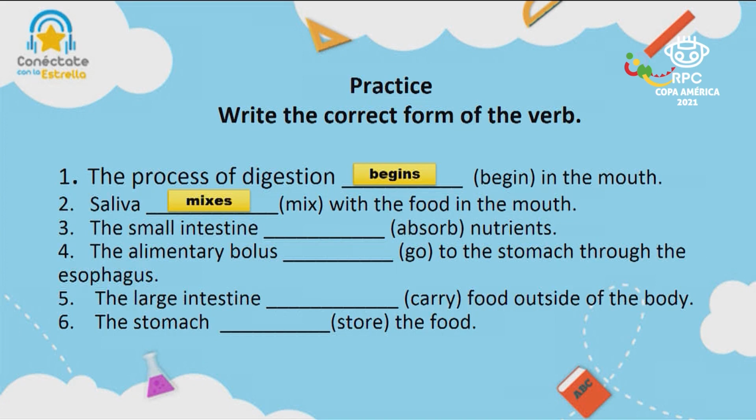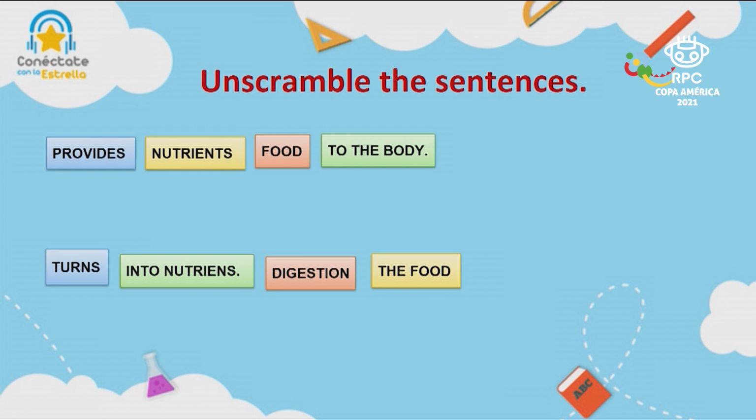The number 3, the small intestine. We have the verb ending in a consonant. We have to write S, right? We say absorbs. The alimentary bolus goes to the stomach through the esophagus. Number 5, the large intestine carry. What is the change that the verb suffers? You say carries food outside of the body, and the stomach stores the food. Okay, in that way we have practiced the third person singular.